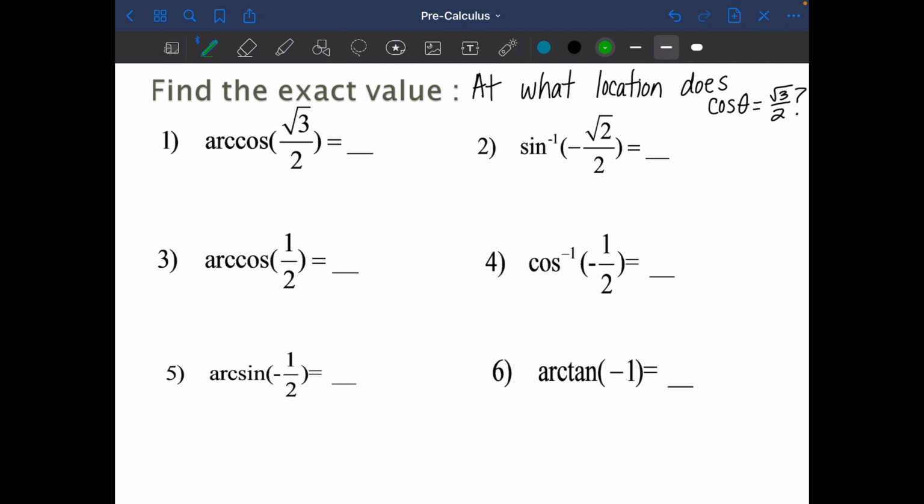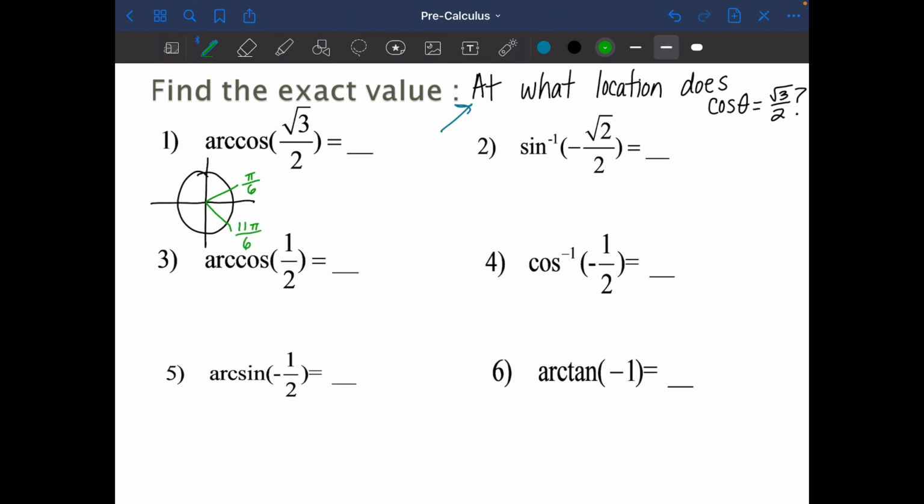Inverse trig changes the question. So instead of saying, all right, what is the cosine at this angle measure? It's now different. It's now at what location, at what angle measure does cosine equal square root of 3 over 2? So when you go to your unit circle, you're looking and you see that cosine equals square root of 3 over 2 at these two locations, pi over 6 and 11 pi over 6.